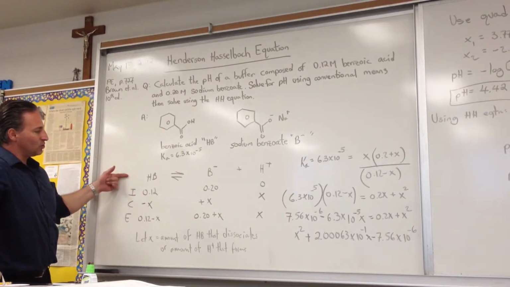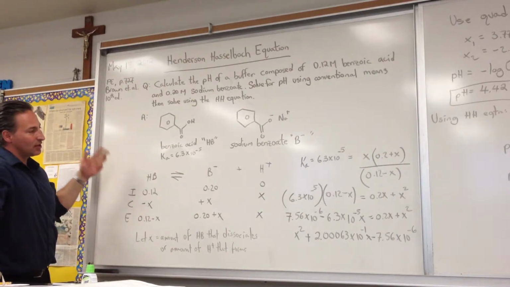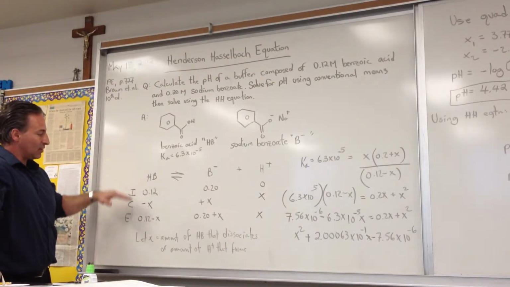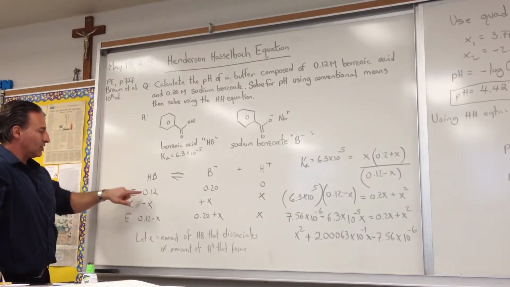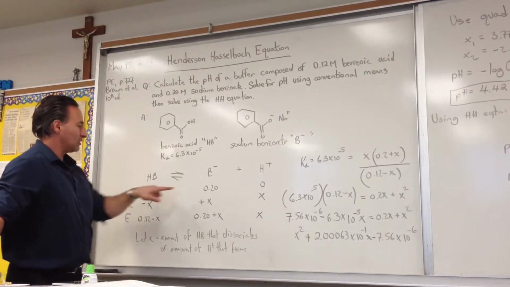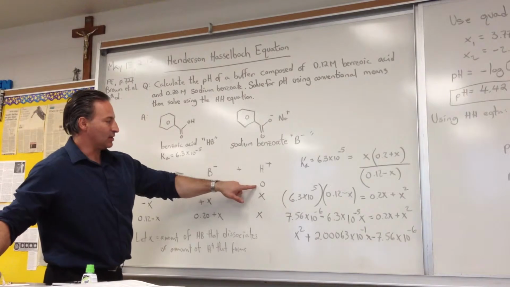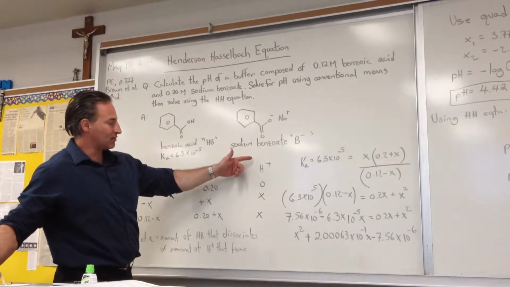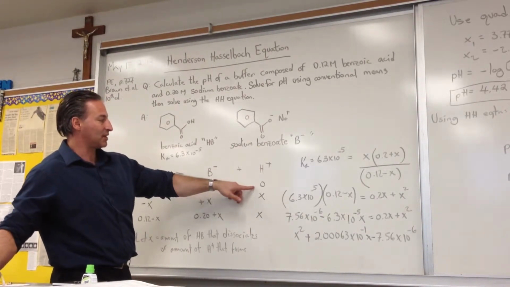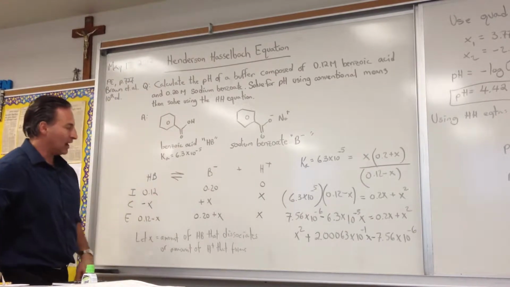The first thing we're going to do is to solve the equation in the conventional means. We're going to set up an ICE table, put in the initial conditions. Here's the acid, here's the conjugate base. The proton, we're going to assume hasn't formed any protons yet because it hasn't dissociated any of the acid.